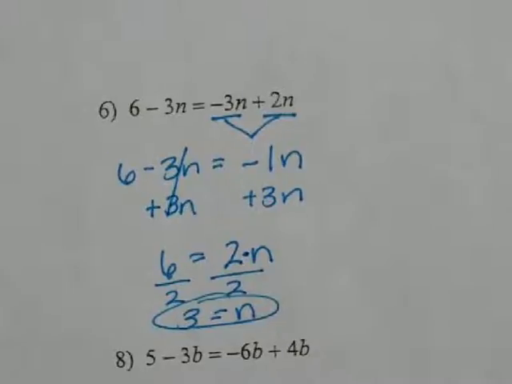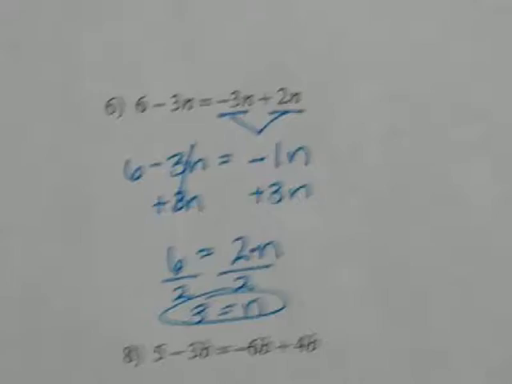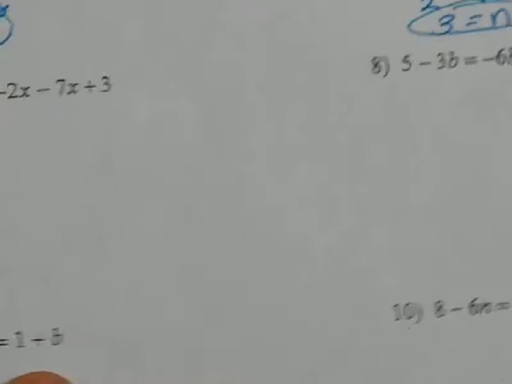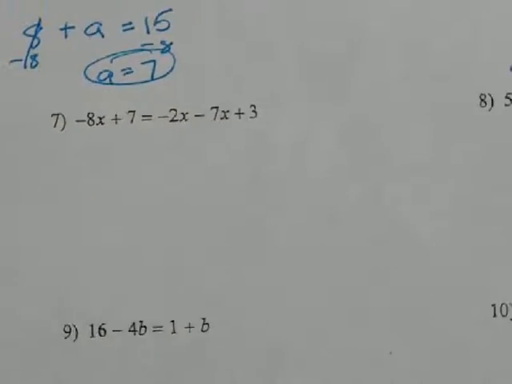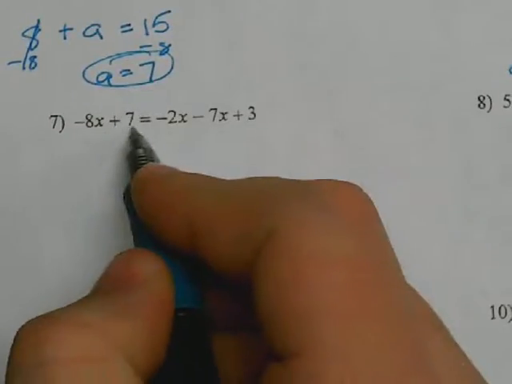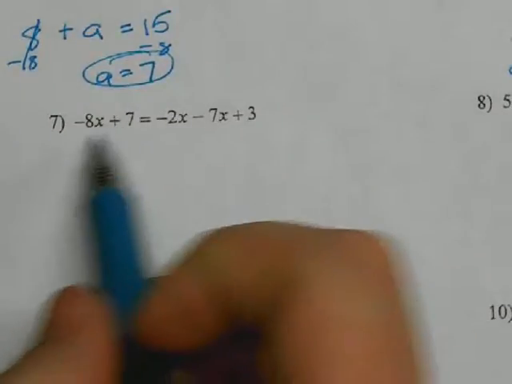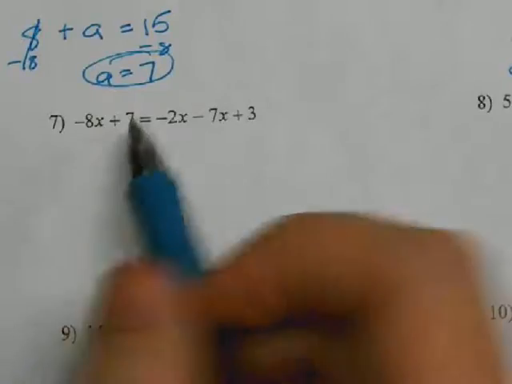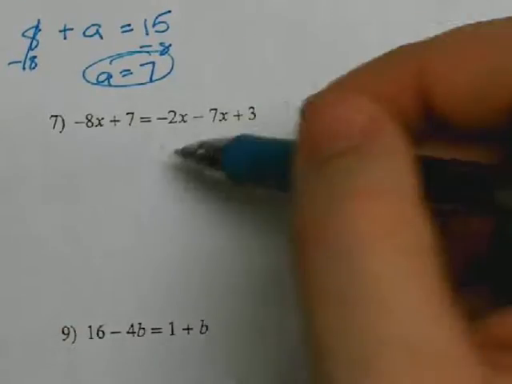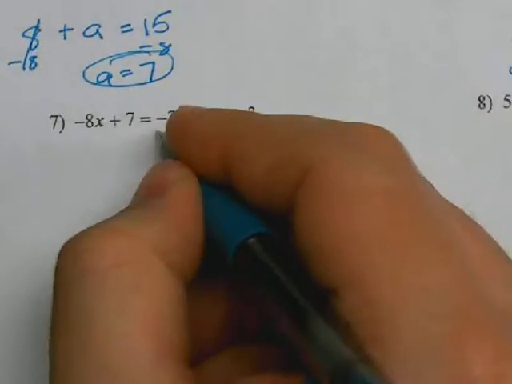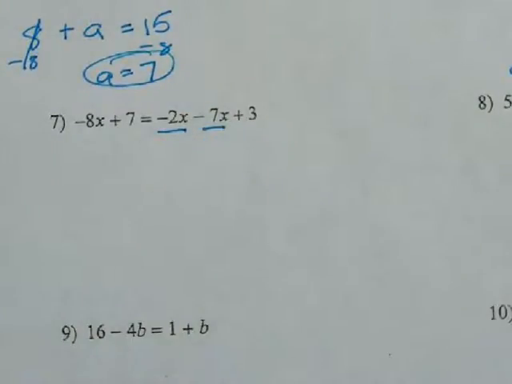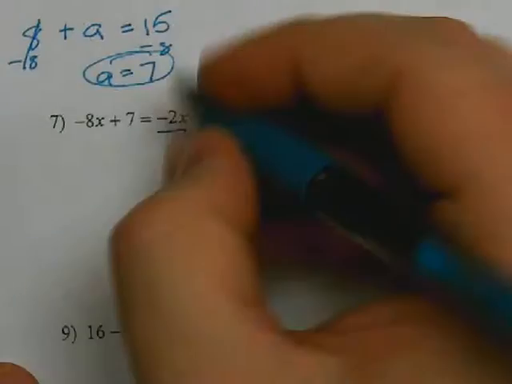Actually, let's go ahead and look at 7, because it looks like it could cause some problems. Looking at number 7, we have negative 8x plus 7 on the left. None of that can be combined because 7 doesn't have a variable with it. Looking on the right side, we have negative 2x minus 7x plus 3. The negative 2x and the negative 7x can be combined. So we combine those and bring down everything else.